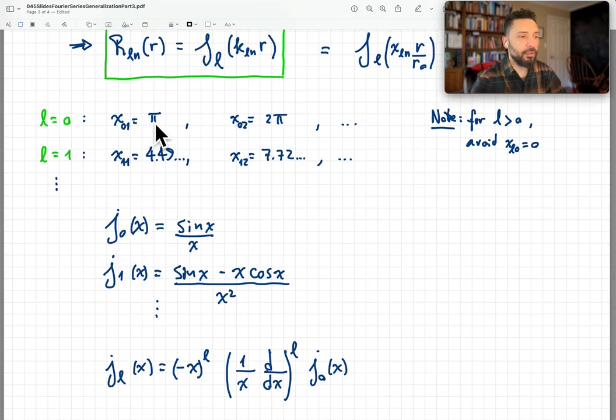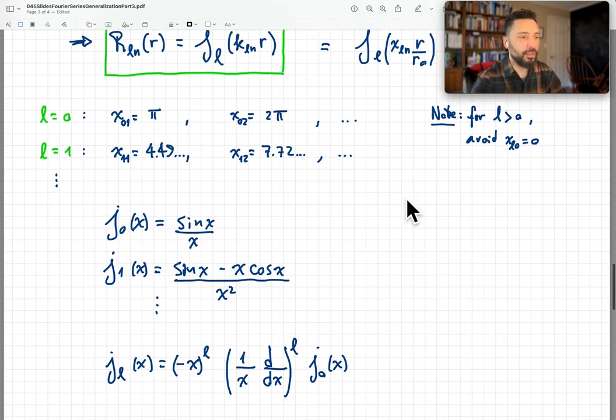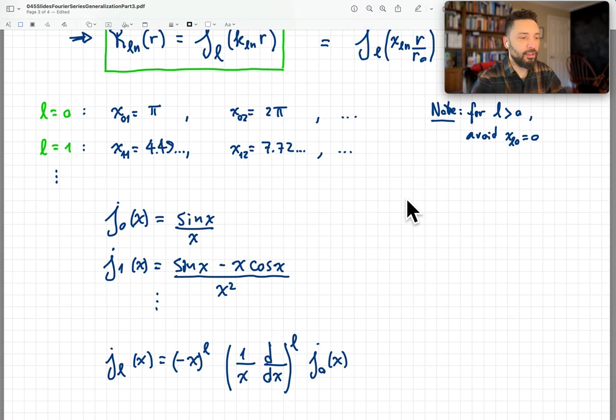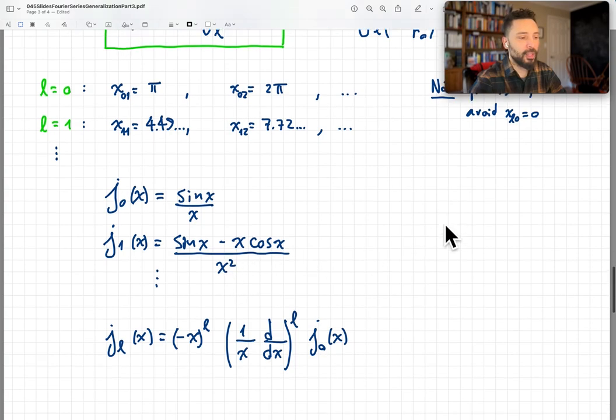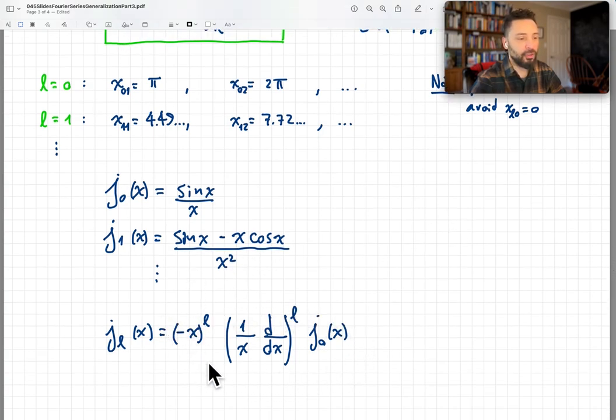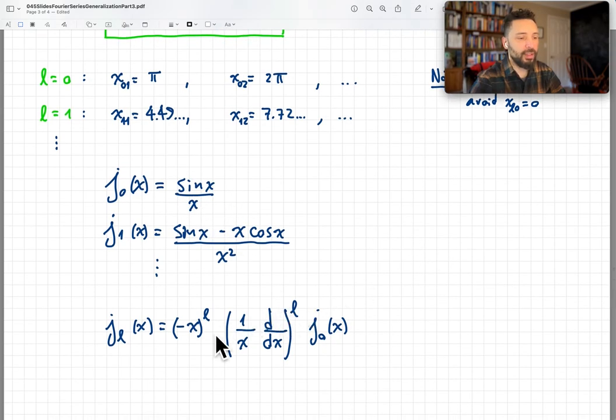If you recognize that this was pi and 2 pi and so on, that comes from the sine of x, then that's indeed actually what happens. The 0th spherical Bessel function is actually sine of x over x. The first spherical Bessel function is sine x minus x cosine x divided by x squared. And it turns out that there's a general formula for the spherical Bessel function. If you start with sine of x over x, then you can take l derivatives to obtain the l-th spherical Bessel function, dividing by x l times as you go taking derivatives, and then multiply by minus x to the l.